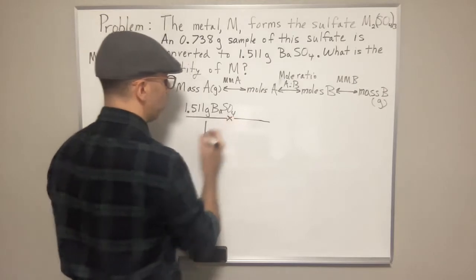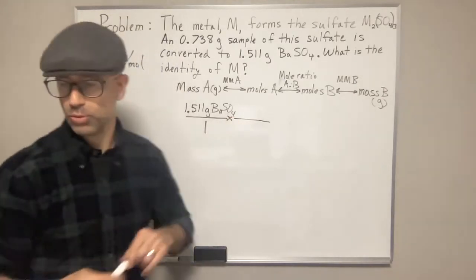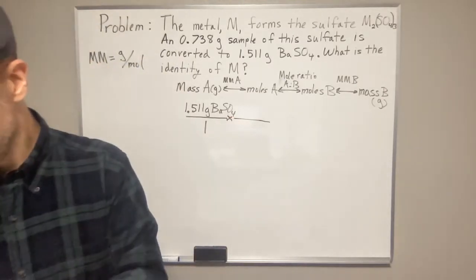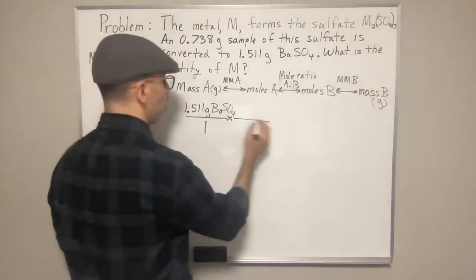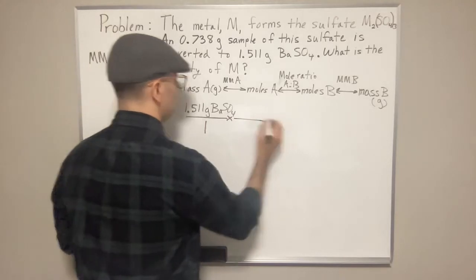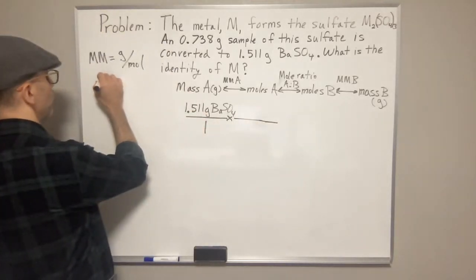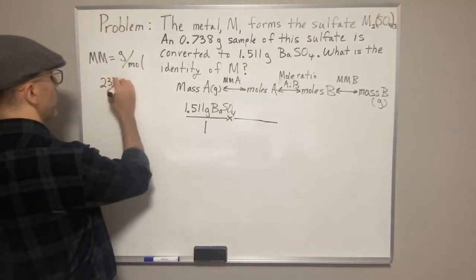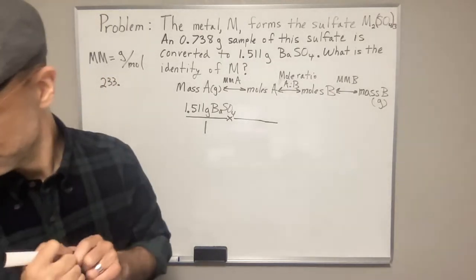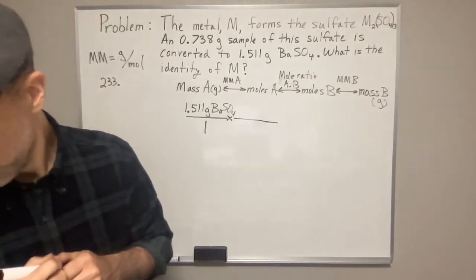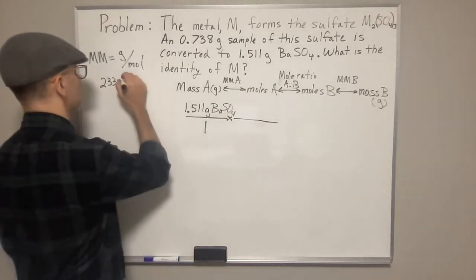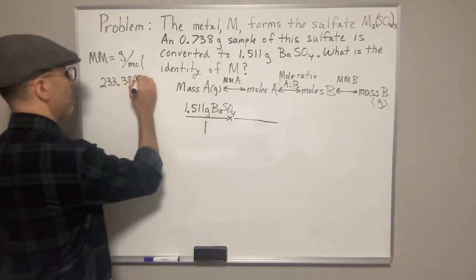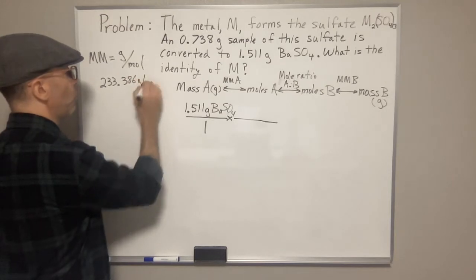And then we're going to have the molar mass of barium sulfate. So we'll look up the molar mass of barium sulfate. So 233. So the molar mass of barium sulfate is 233.386, and that's grams per mole.